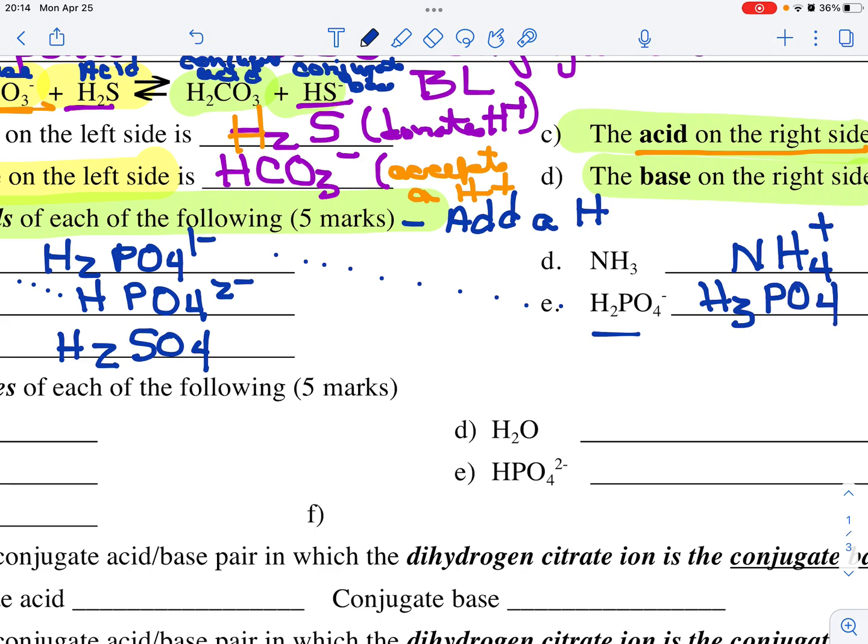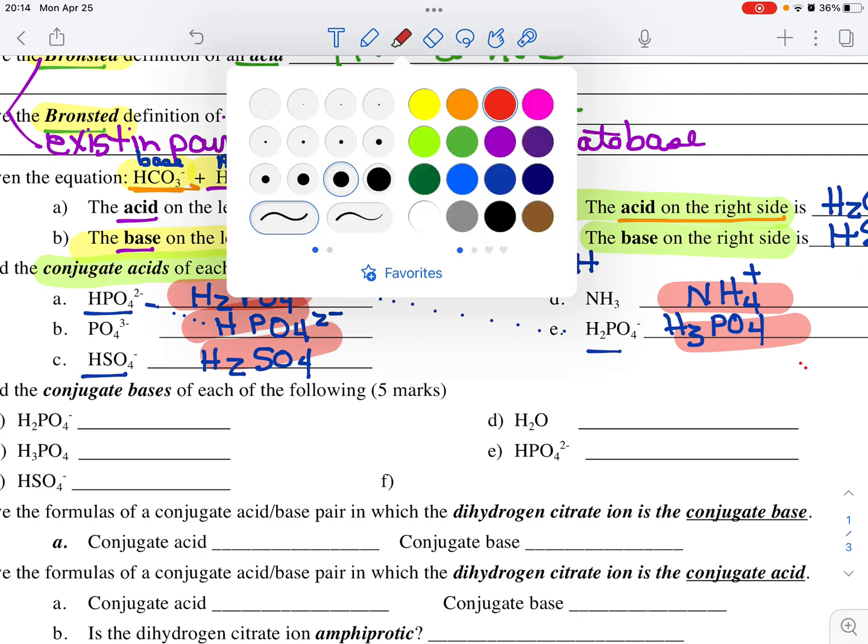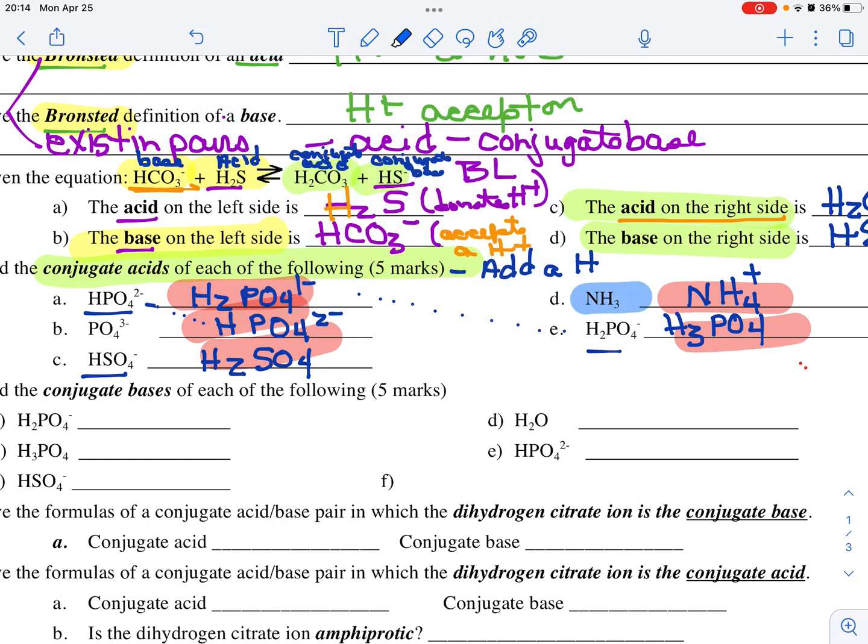What I've written here is the conjugate acids of each of the following. So the acids are these, and the bases for those pairs are the ones in blue.